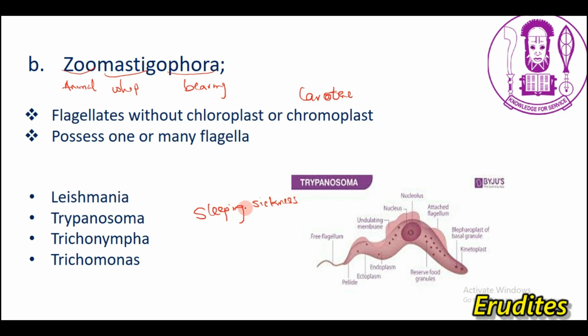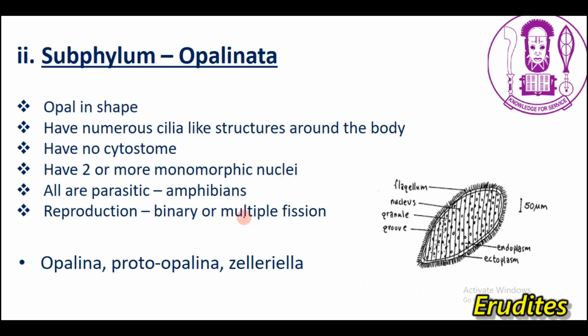And it is carried by the vector tsetse fly. So this is the organism, the protozoa that is responsible for sleeping sickness. It has just one free flagellum that it uses for locomotion, and this is the flagellum. It uses it for locomotion. So having known this, let's dash to the next subphylum, which is the subphylum Opalinata.